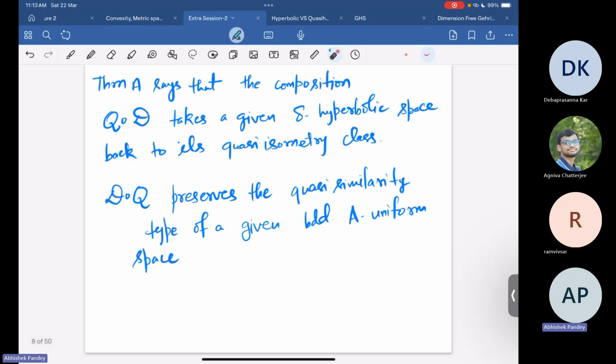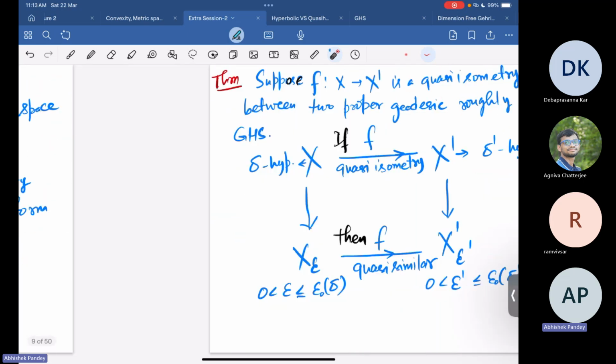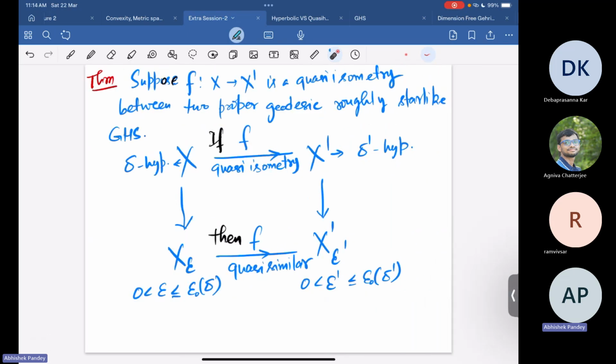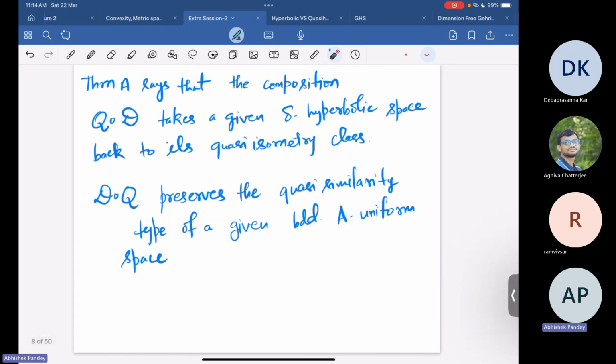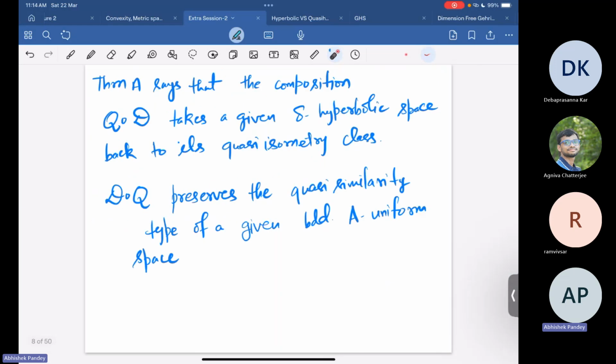What Theorem A says is that the composition Q∘D basically takes a given delta hyperbolic space back to its quasi-isometric class, and the composition D∘Q preserves the quasi-similarity type of a given bounded uniform space. So to achieve this, we need to establish three things. I will just mention what exactly we need to establish for Theorem A.